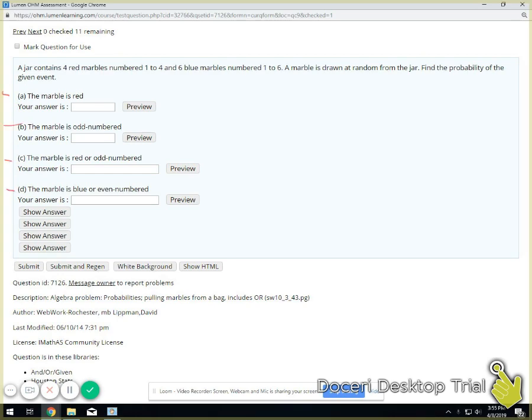All right, so let's take them one at a time. The first condition is we want to find a marble that is red. Well, there are 4 red marbles.